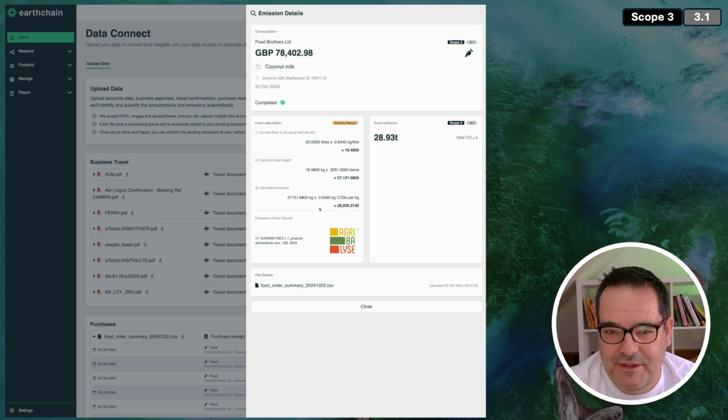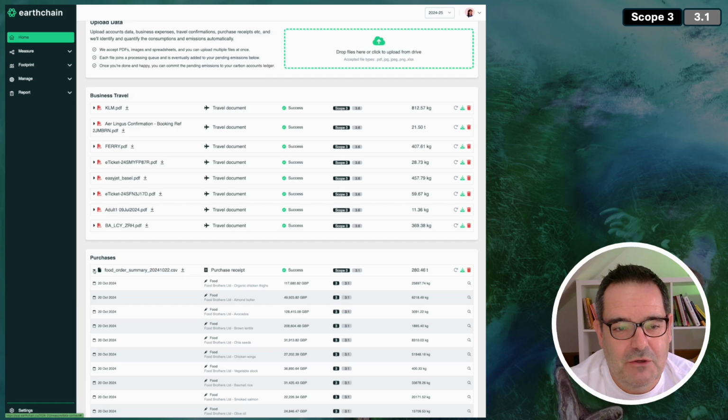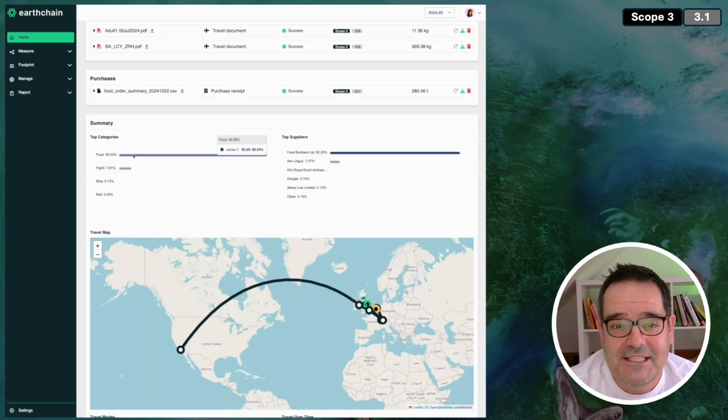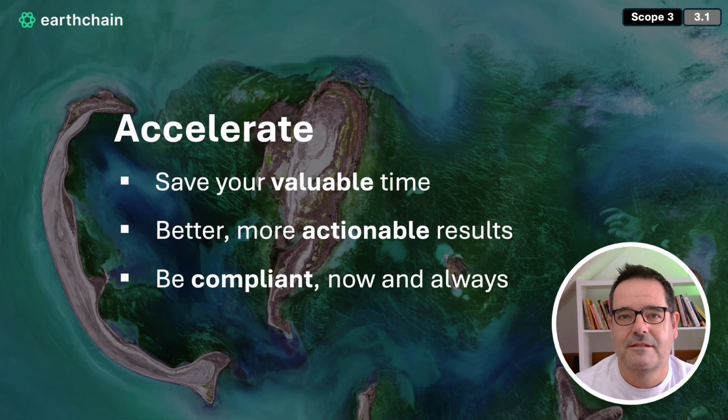When we do this with the actual foods, think about the decisions you can make. You can decide exactly what product mix to buy or look at the most, let's say, greenhouse gas intensive foods that you sell and consider alternatives and better variants. And when we're done, we can commit that to our ledger and view it all in the analytics and report upon it.